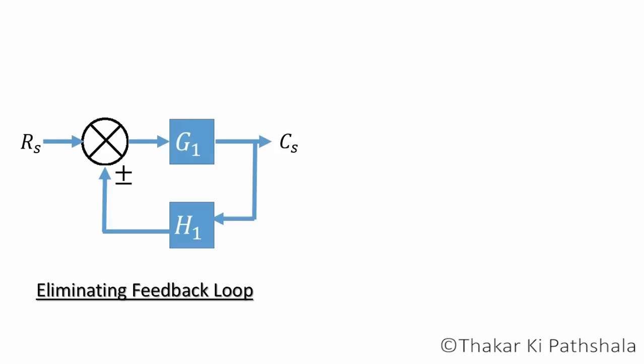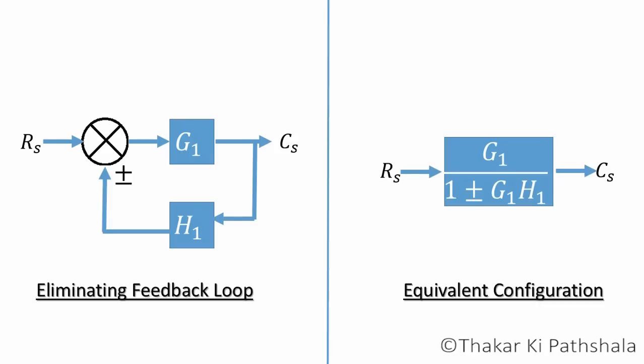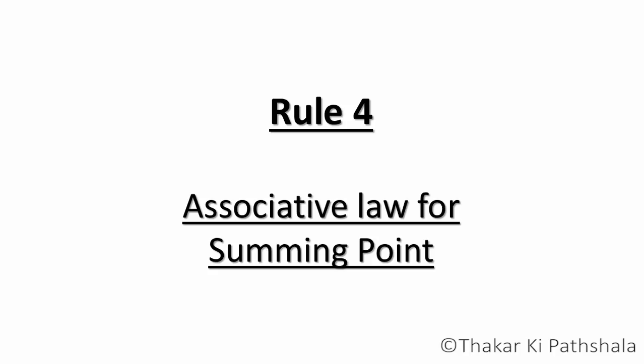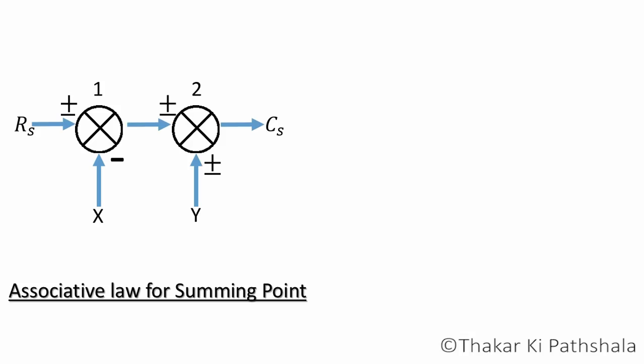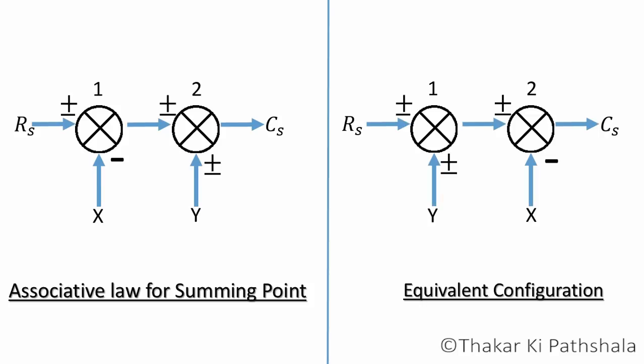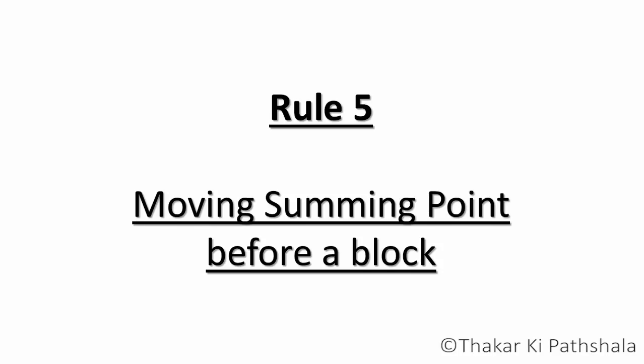Here is one equation which you have to remember: gain of block upon 1 plus or minus multiplication of gain of block and gain of feedback block. Fourth law is the associative law for summing point. We can interchange the summing points with each other as shown in the figure if they are coming next to one another. Rule number 5 is about moving a summing point before a block.